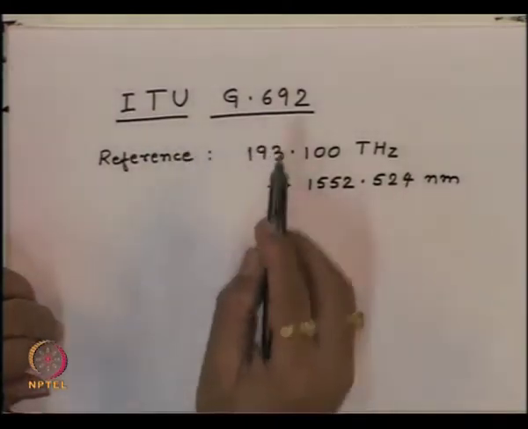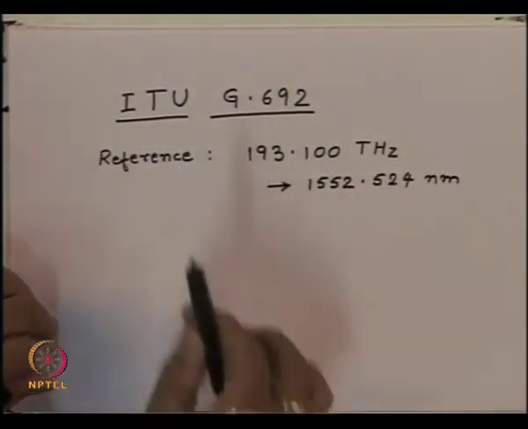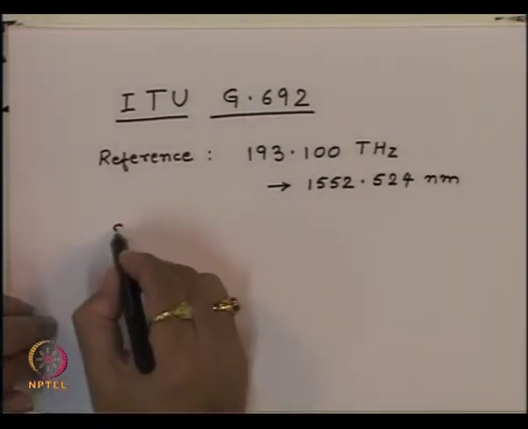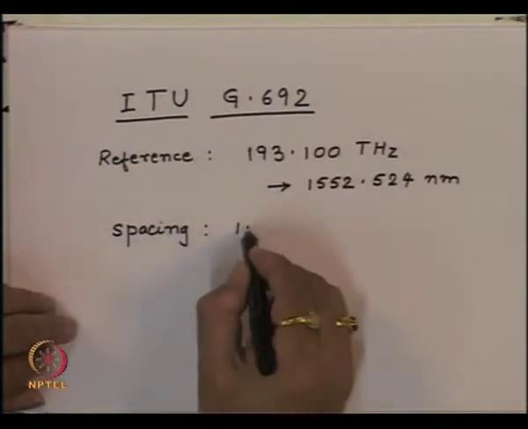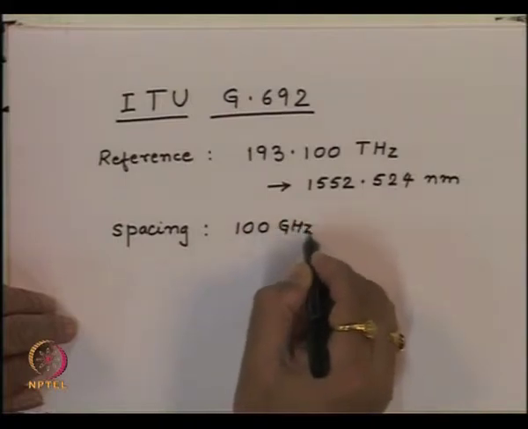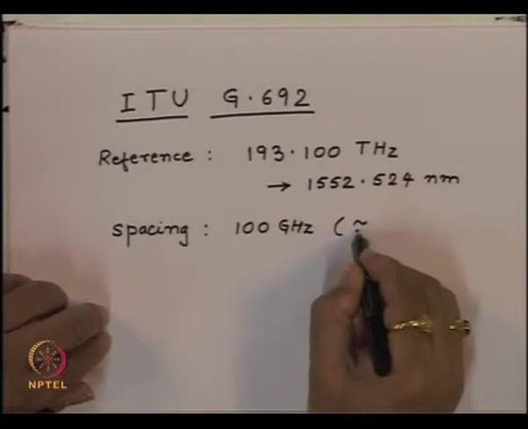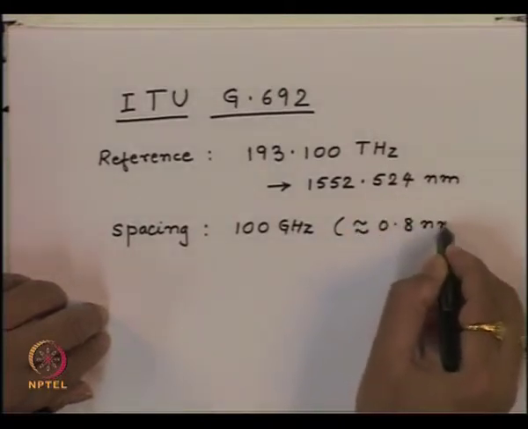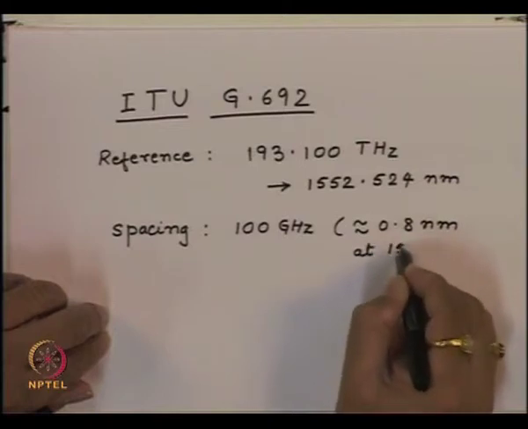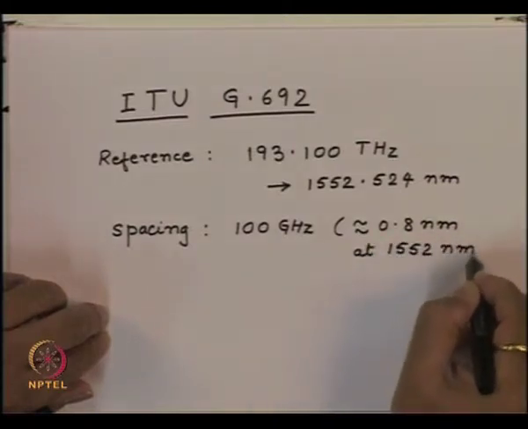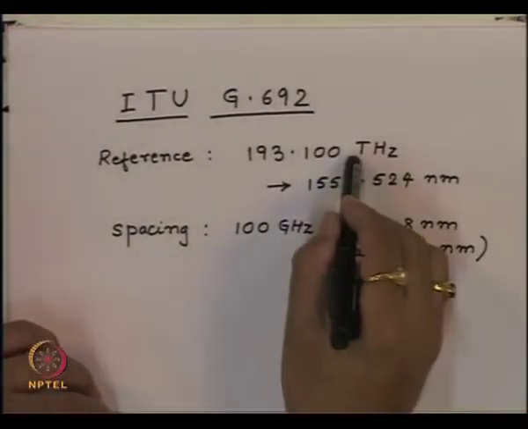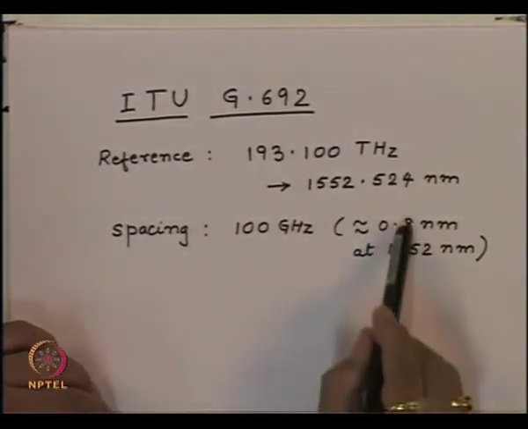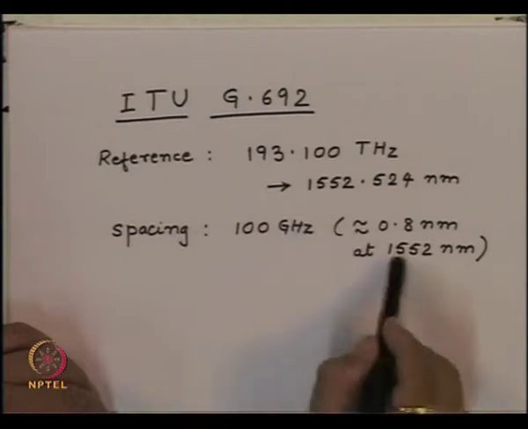And then the ITU has specified that every 100 gigahertz we can put another channel. So the spacing which is specified for a DWDM channel is 100 gigahertz, which is approximately 0.8 nanometer at 1552 nanometer. So the ITU grid is equispaced in terms of frequency. It is not equispaced in terms of wavelength, because the wavelength spacing will depend upon the center wavelength here.